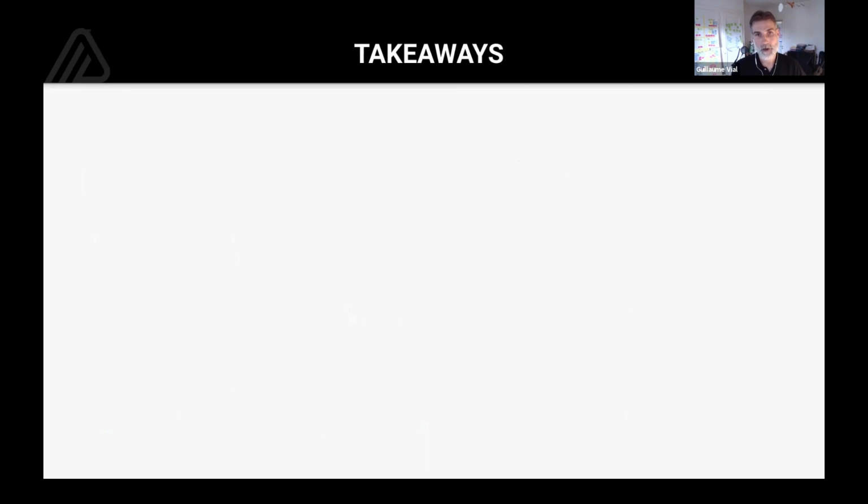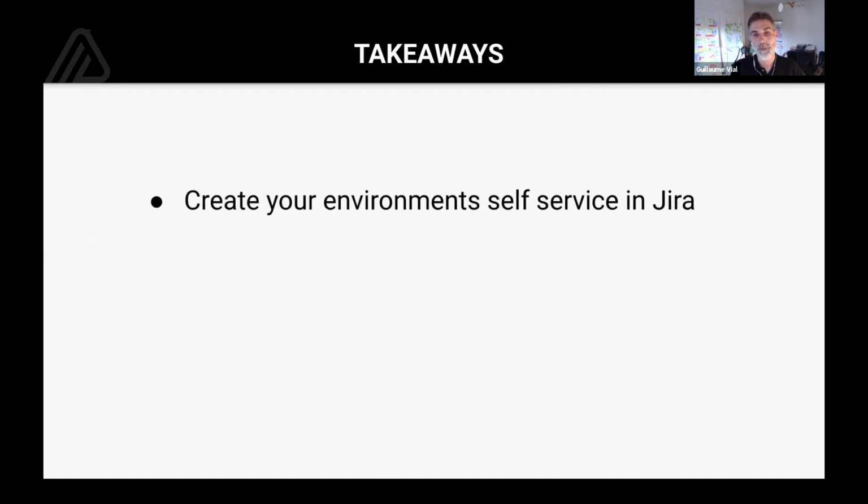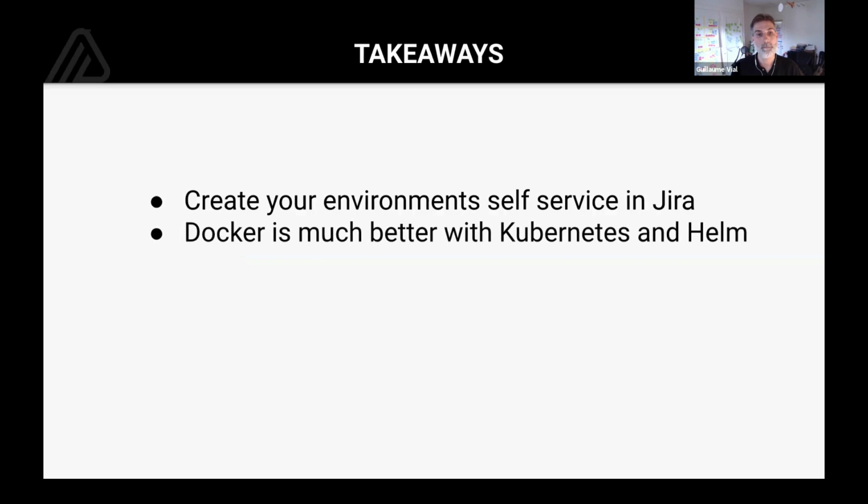To finish my presentation, here are the takeaways. The first thing: if you have a lot of applications, a lot of environments, and a lot of requests to provision new environments every day, why not create an environment self-service in Jira? You've seen how it's possible to do that with Apwide, Jira, Jenkins, Docker, or Bamboo, or other technologies. And Docker is much better with Kubernetes. If you start with Docker, don't wait too long before having a look at Kubernetes, because it really makes sense to use both of them.